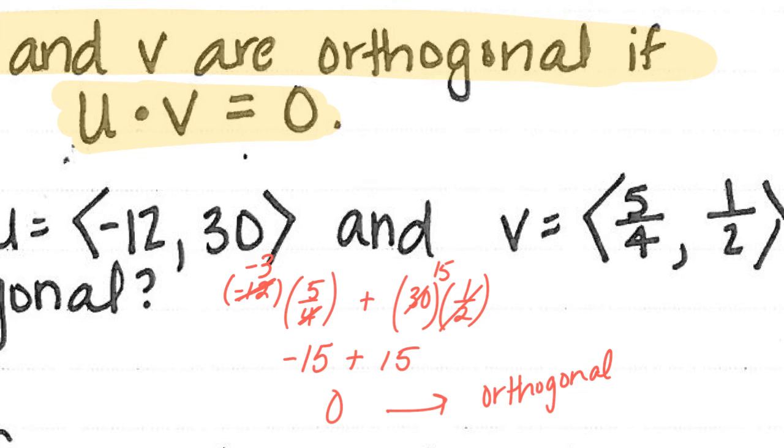The term orthogonal and perpendicular mean essentially the same thing, that they're going to meet at right angles.